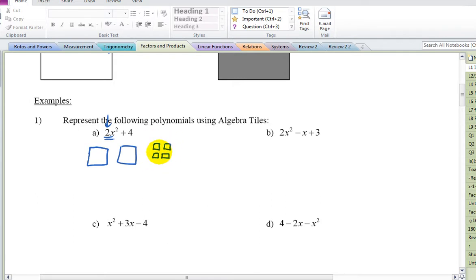Can you put them together? No, they're 2 separate things. So this is why 2x squared plus 4 is as simple as it gets. You can't combine them. They're different shapes. Apples and oranges, cats and dogs, all that stuff. Draw the next one. Go. B.